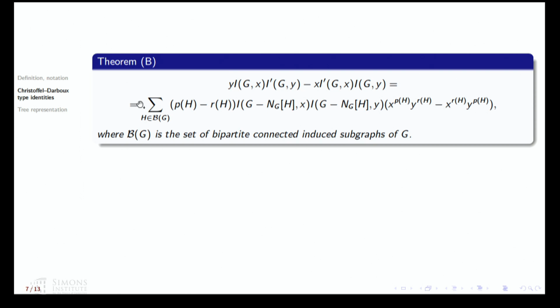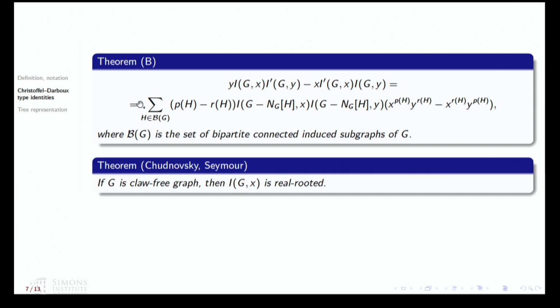And now I'm stating that if you just believe in this formula, we can give a short proof for the claw-free case of the Chudnovsky-Seymour theorem, which says that claw-free graphs have real-rooted independence polynomial. And why is that? So first, we will use this formula. So what we have to understand is this set: all induced connected bipartite subgraphs of a claw-free graph.